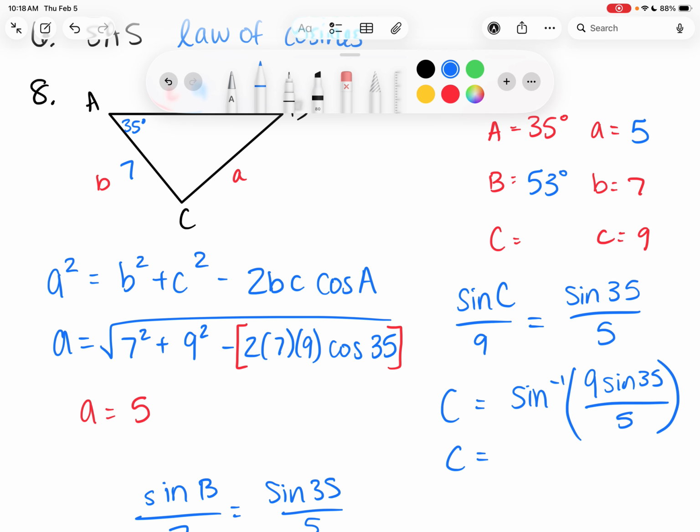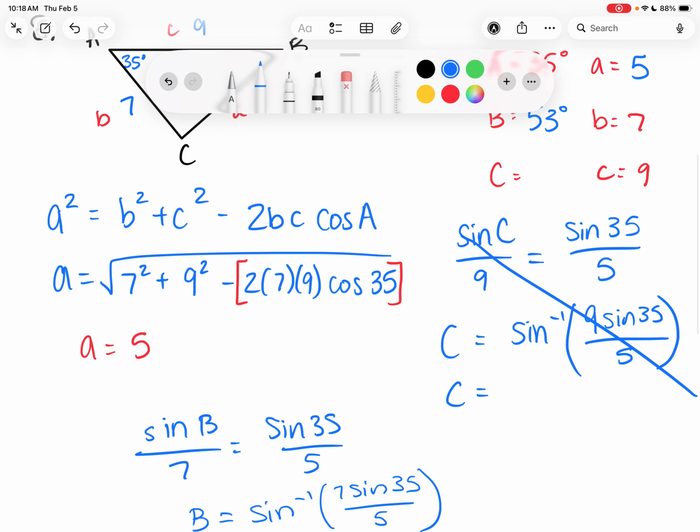So then wait, what did we get for C if we do it that way? Just ignore that for right now. So 180 minus 53 minus 35, what do we get? It's 92, but the book said it was 94. It's because we did it in the other order.